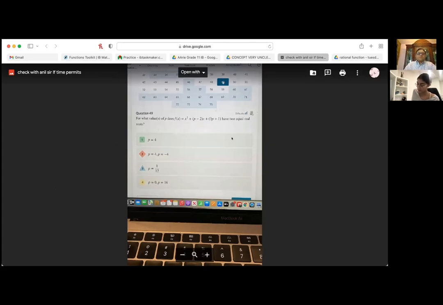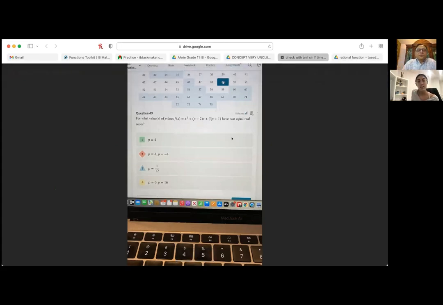This is the next question. Okay, can you please read this question? It's the discriminant question. So, for what values of p does f of x equal x squared plus (p minus 2)x plus 3p plus 1 have two equal real roots? So two equal real roots means b squared minus 4ac should be equal to 0, right? That's the discriminant function which you're saying.